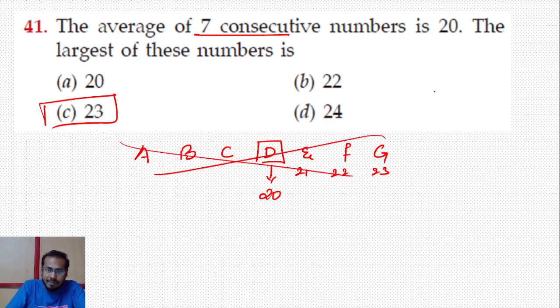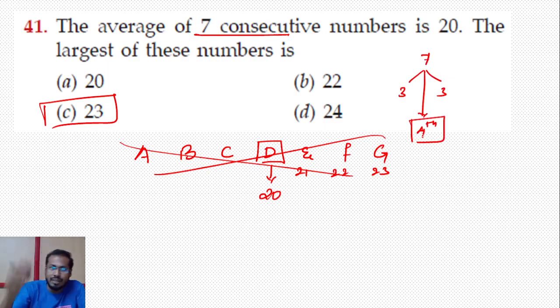Very simple. Totally there are 7 numbers. Which number is the middle number? First we need to see which position is the middle number. With 7 numbers, I can split this into 3 numbers and 3 numbers. So the middle number will be the fourth number. Just imagine this: the fourth number is our average. So the fourth number is 20.